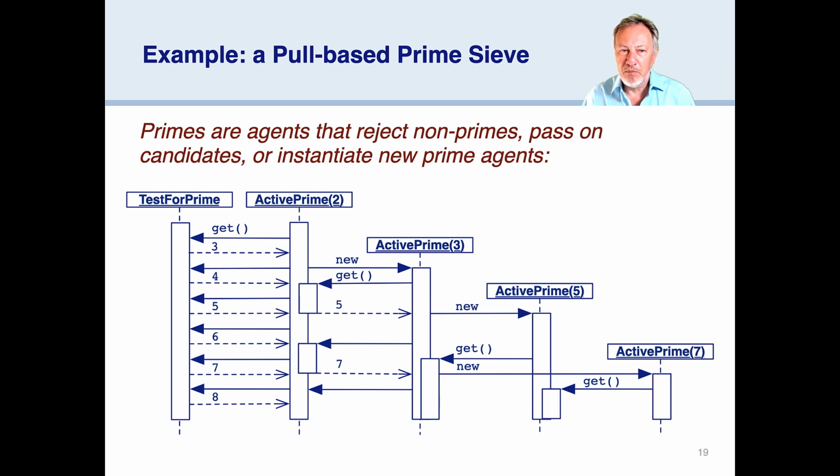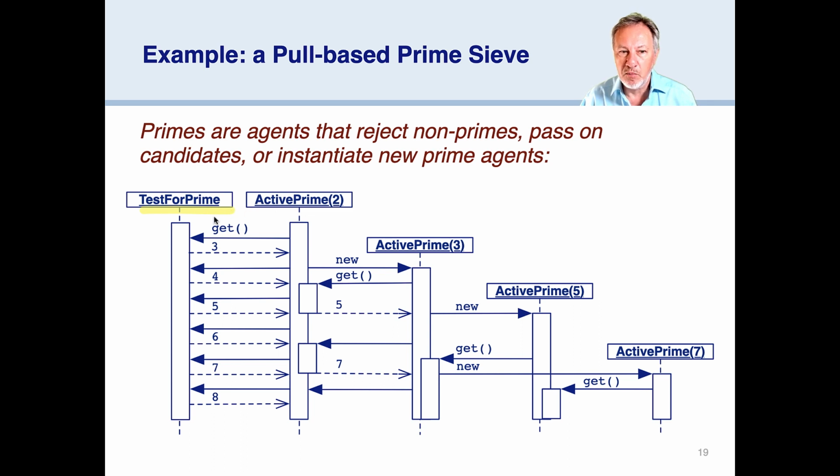In this example, prime numbers are going to be agents or active objects that reject non-primes and pass on candidate primes onto the next element in the flow. Or alternatively, when they detect that there's a new prime number, then they will create a new active prime number in the chain. So in this scenario, we start with two active objects.